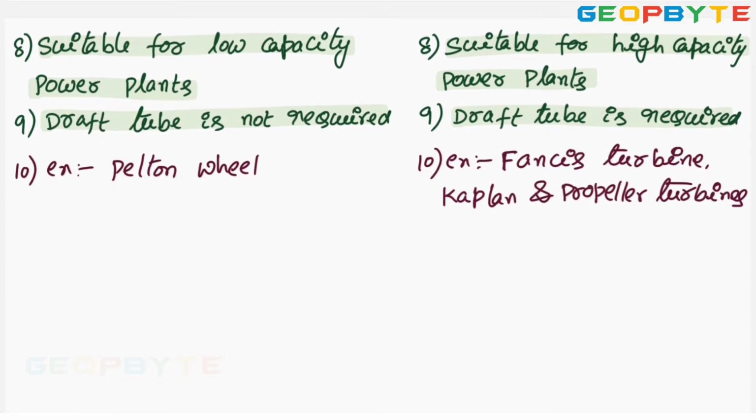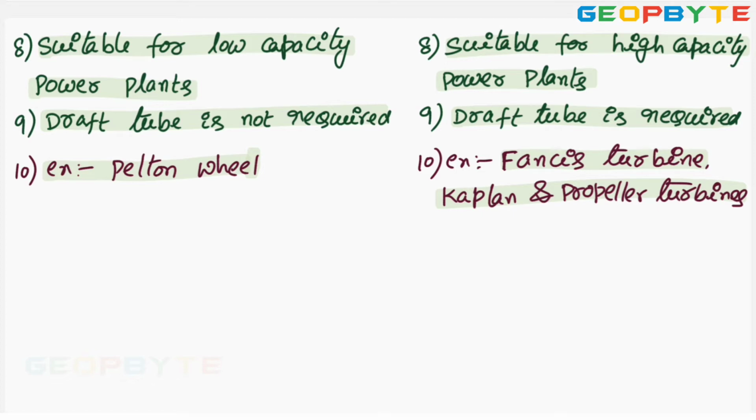The last difference: the example for impulse turbines is the Pelton wheel. The examples for reaction turbines are the Kaplan turbine, propeller turbine and Francis turbine. So these are the basic differences between impulse turbine and reaction turbine.